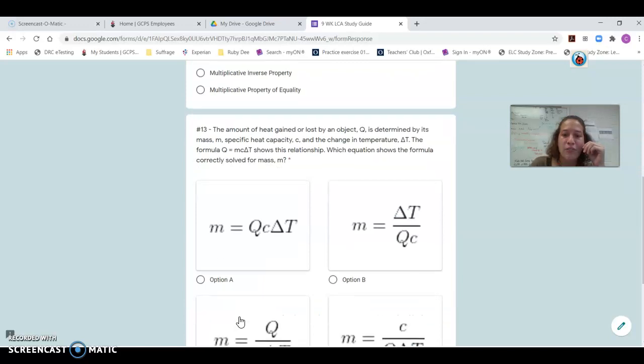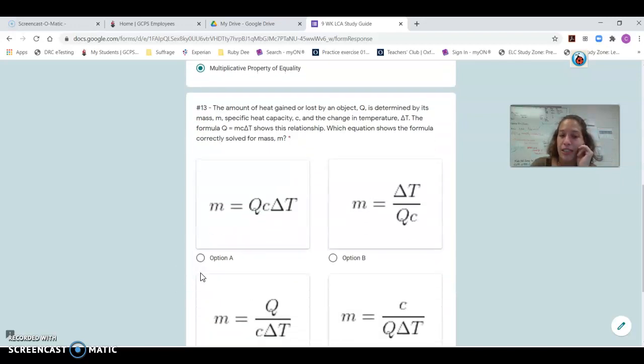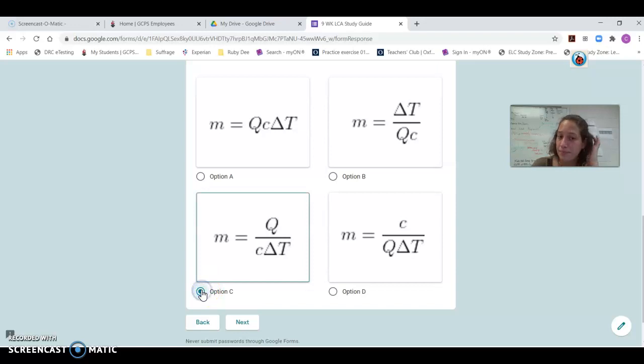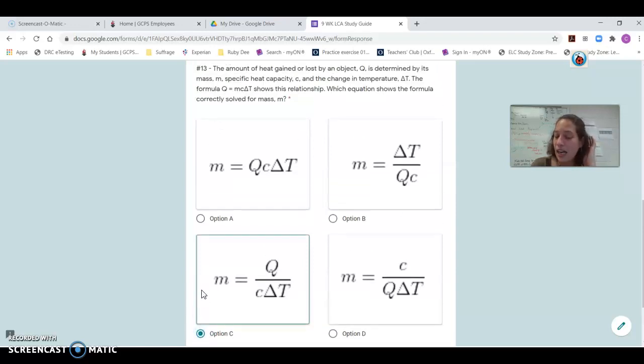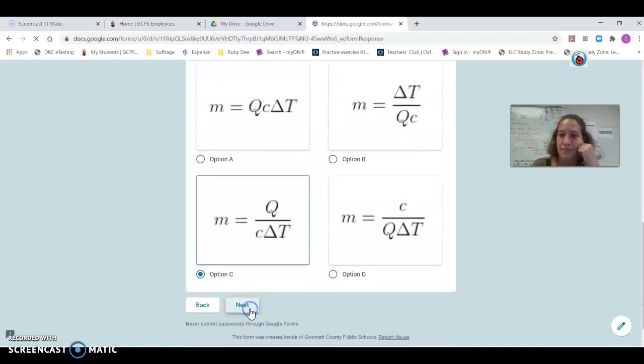Okay, so numbers 12 and 13, I asked you to skip. You can put D for number 12, and for number 13, the answer is C. I'm going to put that, but we're not worrying about those two. We're just going to keep it moving. Next.